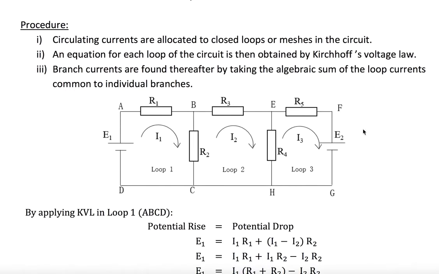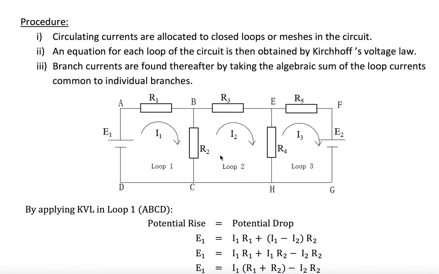See the procedure. Circulating currents are allocated to closed loops or meshes in the circuit like this. An equation for each loop of the circuit is obtained by Kirchhoff's voltage law. Branch currents can be found out; they are nothing but algebraic sums or differences of loop currents, also called mesh currents. See, these loops are independent, there are no other loops in them, right? If you take a loop like this, then this is not an independent loop, that is not a mesh.